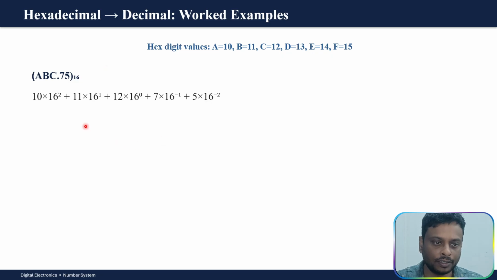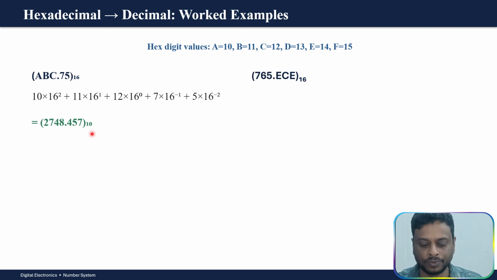So here A means it is 10. So 10 into the weight of that A, which is 16 to the power 2, plus 11 into 16 to the power 1, plus 12, where 12 means C, into 16 to the power 0. Likewise, you multiply and sum it out. This is our decimal number system. That is how we convert from hexadecimal to decimal.